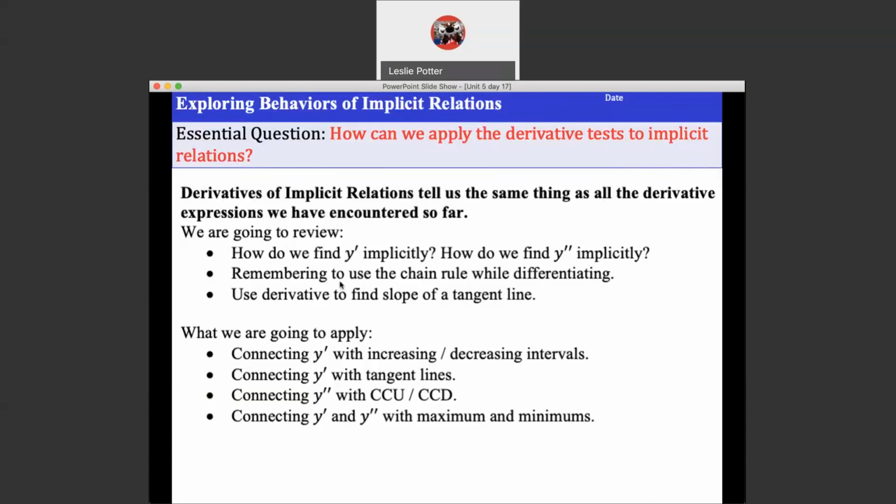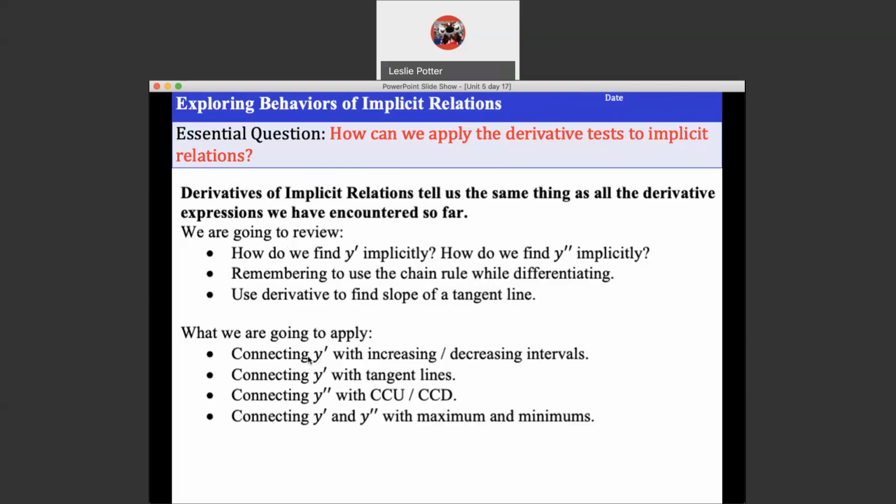We're going to review that the chain rule comes into effect here and is very important when differentiating, because we're differentiating y terms. We're going to revisit finding the derivative so that we can substitute in coordinate values to find the slope of the tangent line. All of those skills that we've interjected in almost every unit, that skill of the tangent line. And we're going to apply connecting y prime with the terms in this unit.